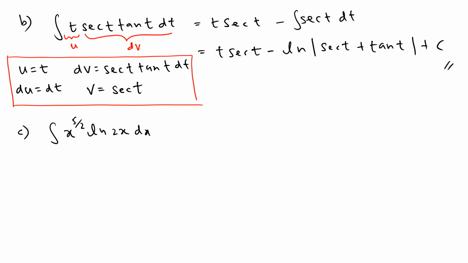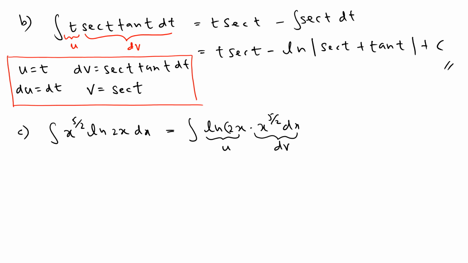Now we know that I'm going to use the LIATE argument. We're going to pick the log function as u. So that means I'm going to rewrite the integral. This step is not necessary, but I write it for clarification. dx. So this is the u function, and that's the dv.